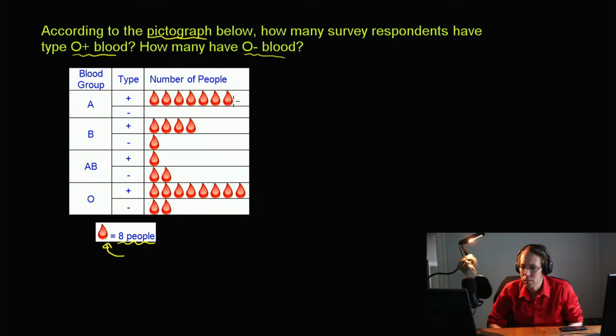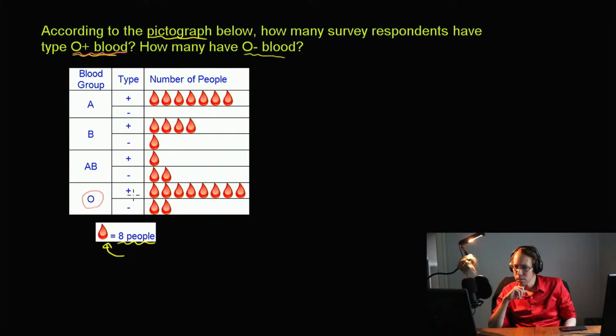But each of those blood drops represents 8 people, so it would be 56 people who have type A positive. But let's answer the actual question they're asking us. How many survey respondents have type O positive? So this is O, and then we care about O positive. So we have 1 blood drop, 2, 3.